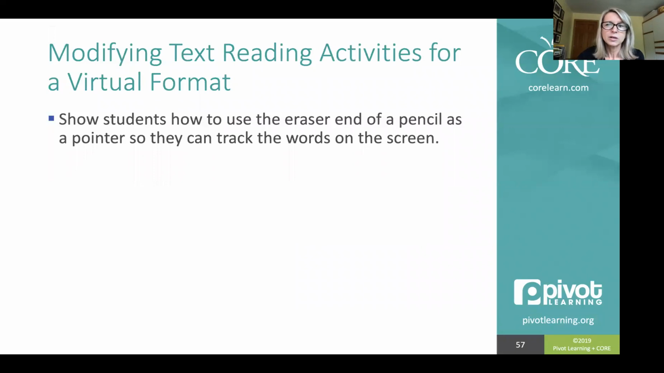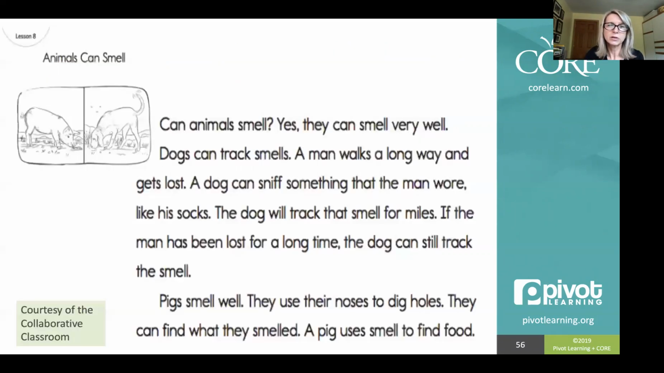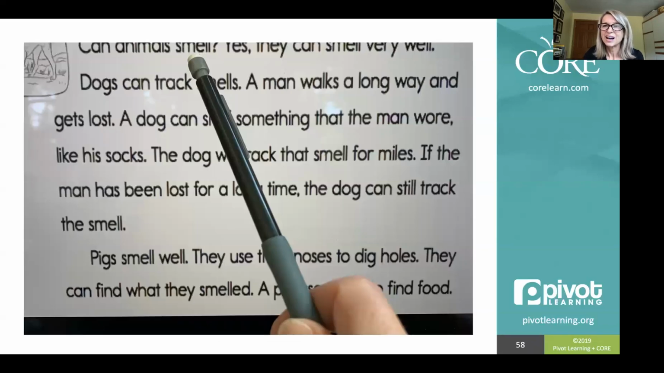Okay. So as you're displaying your stories on your computer screen, one thing you can do is to show the students how to use the eraser end of a pencil as a pointer so that they can track the words as they're reading them on the screen. It might look something like this. If parents are hesitant about having students touch their screen with anything, which is understandable, you can just show students how to hover their finger under the words and not actually touch the screen, but still be able to successfully track words on the computer screen.